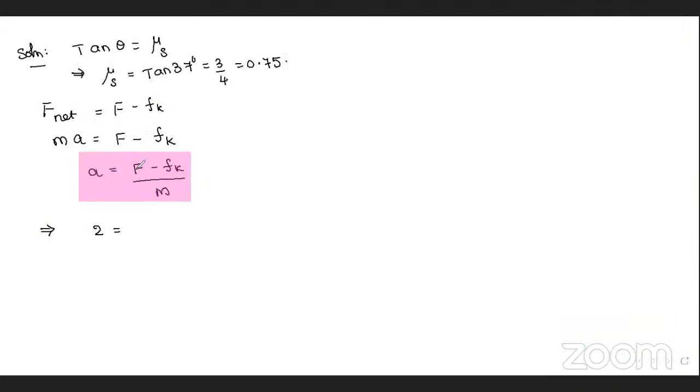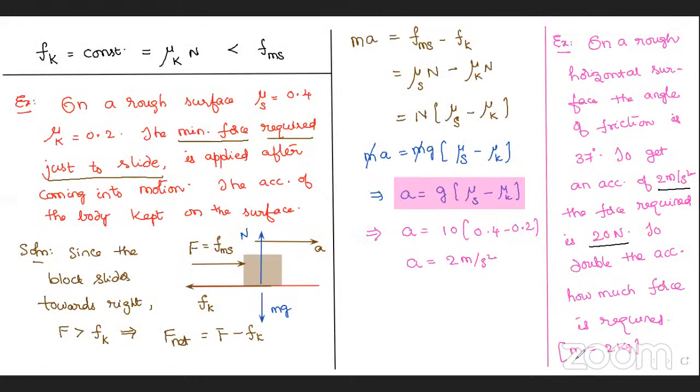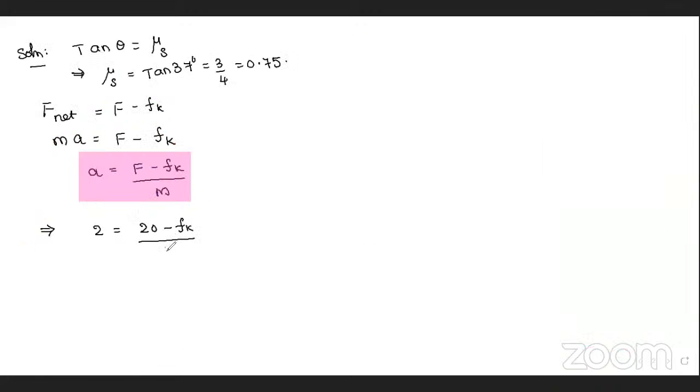Acceleration is 2 when the force applied is 20. So (20 minus Fk) by mass. Mass is given: 2 kg. So I substitute here. By cross multiplication, I get 4 equals 20 minus Fk. So Fk equals 20 minus 4, that is 16 newtons.